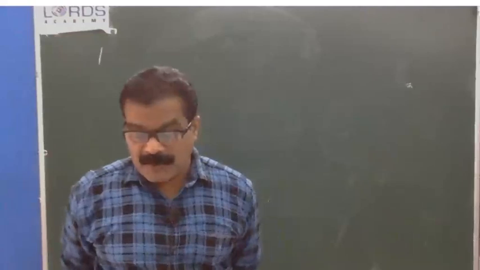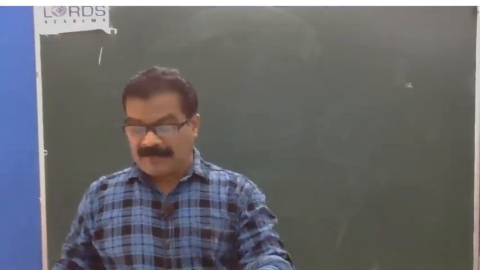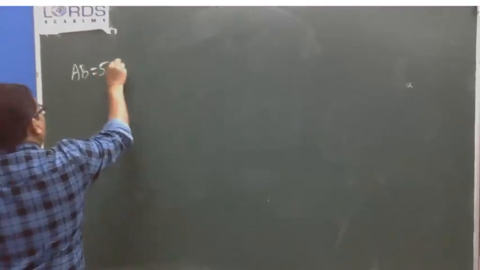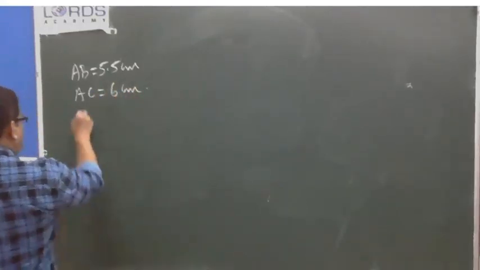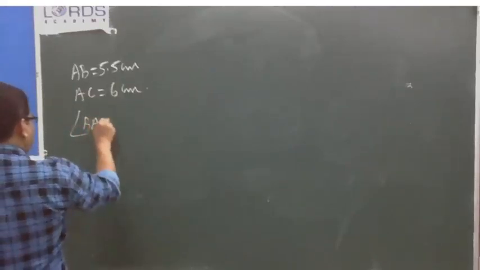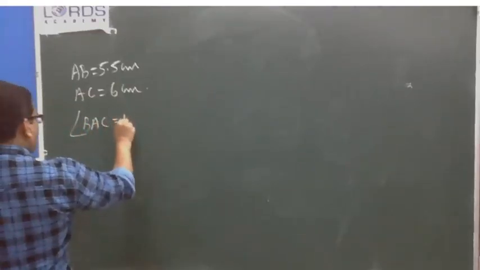Question number 22. Construct a triangle ABC with AB equal to 5.5 centimeter, AC equal to 6 centimeter, and angle BAC equal to 105 degree.